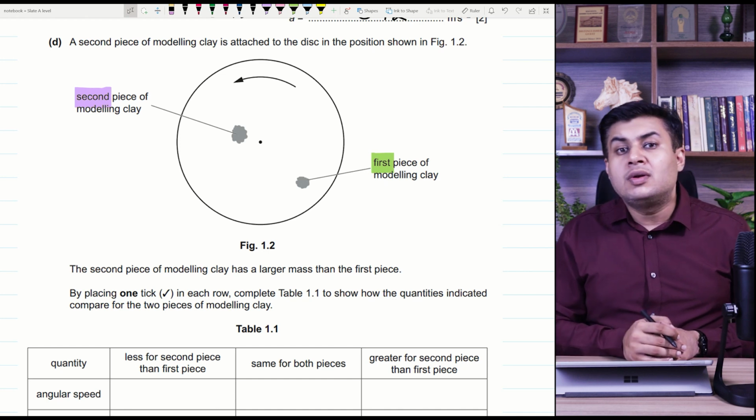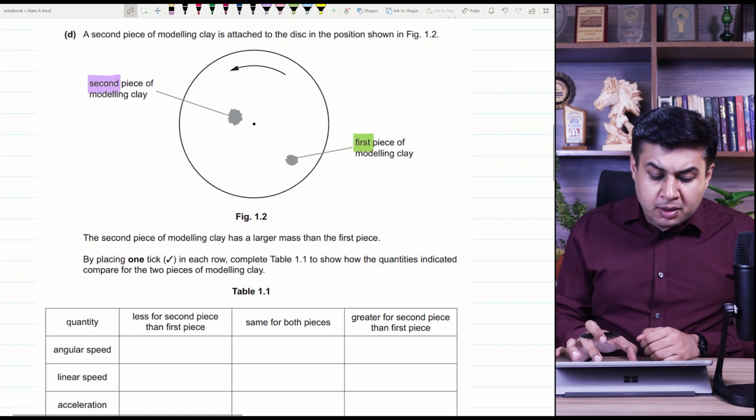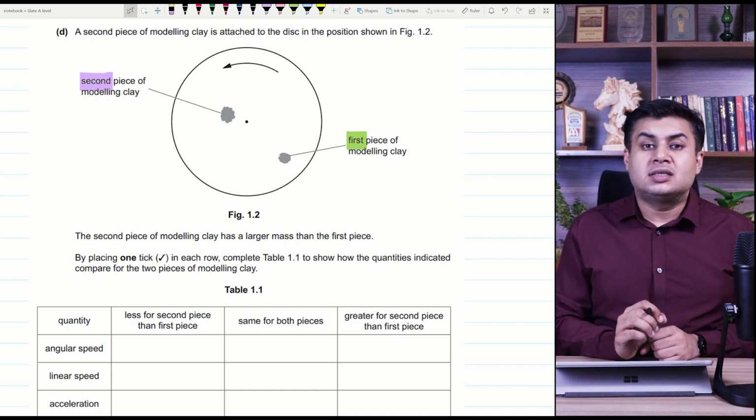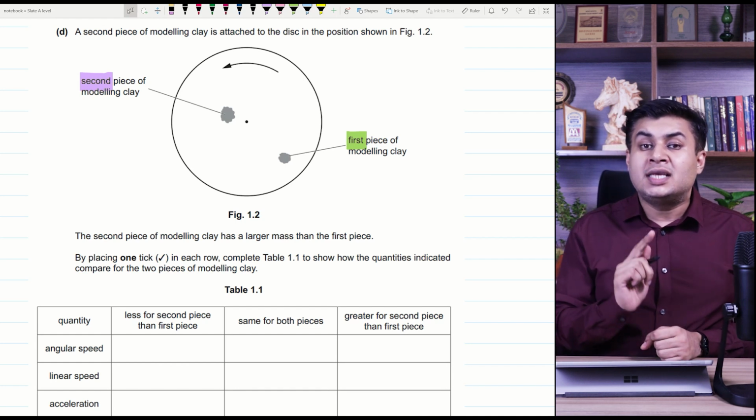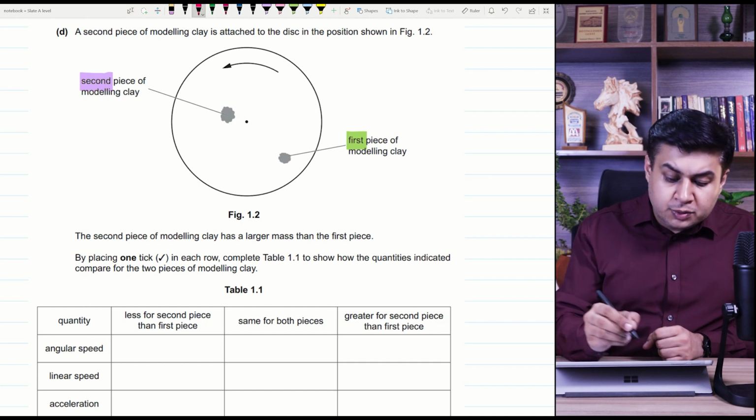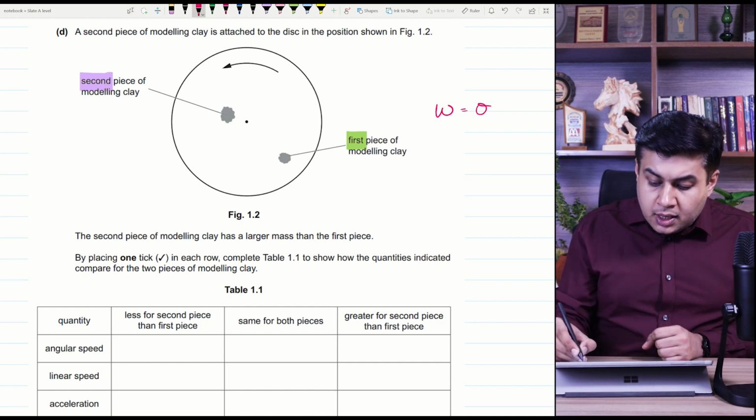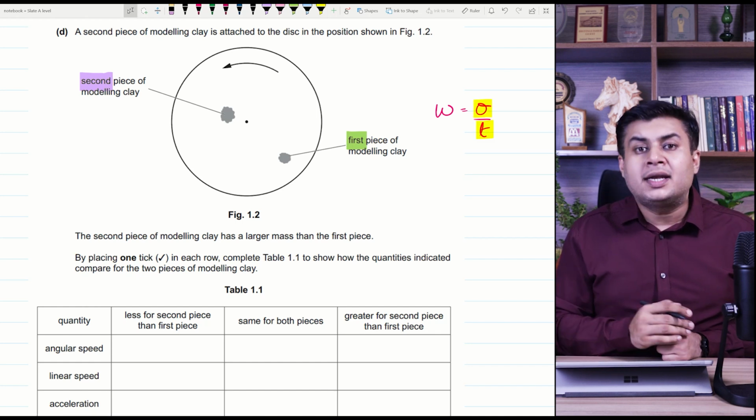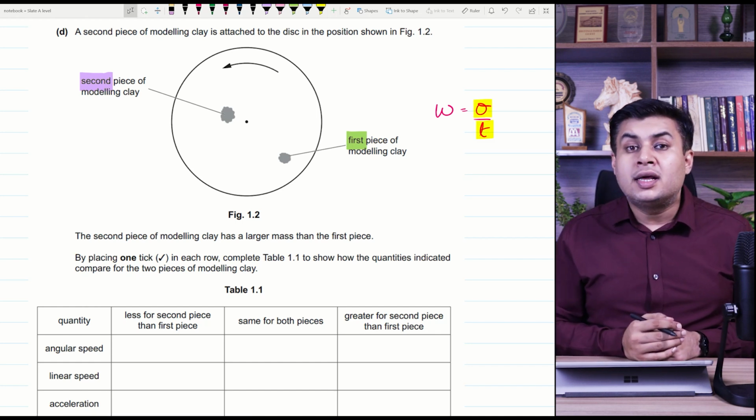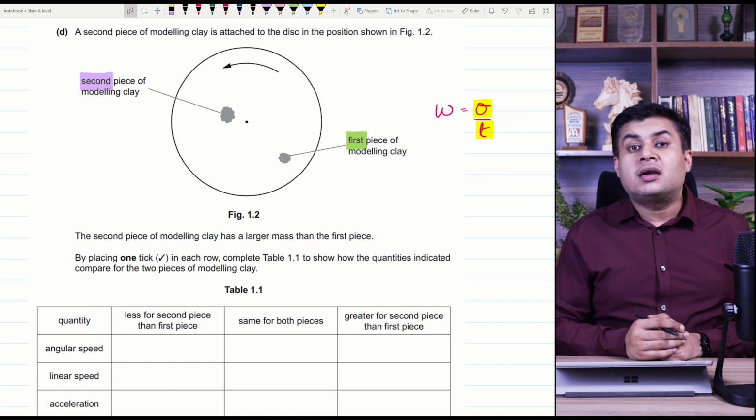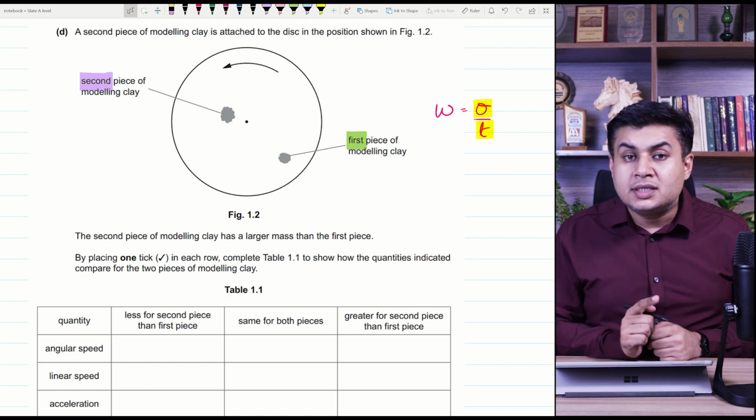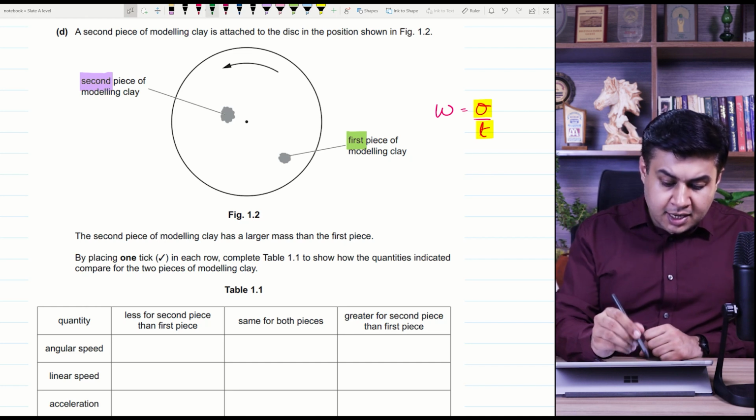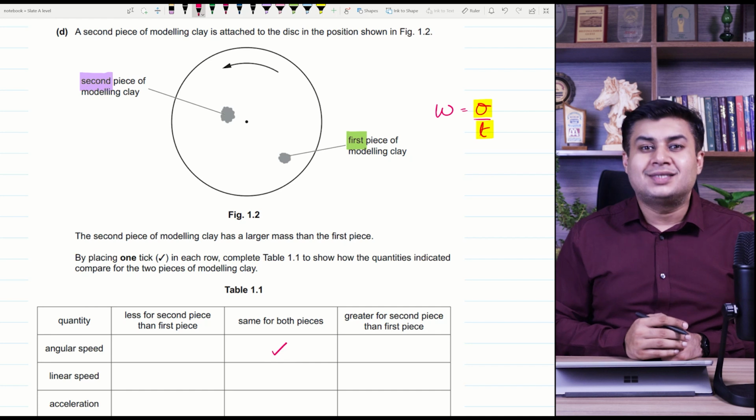The first one is angular speed. Angular speed is constant everywhere in a turning system because each and every point covers the same angle in the same time. Angular speed is equal to theta over t, angular displacement by time. Every point has the same theta and the same time, so every point has the same angular speed irrespective of radius. So for both of the pieces, angular speed is the same. So you will place a tick here, same for both pieces, right?